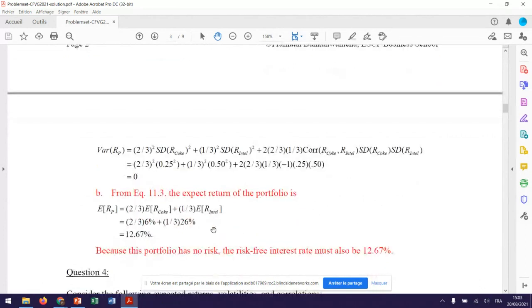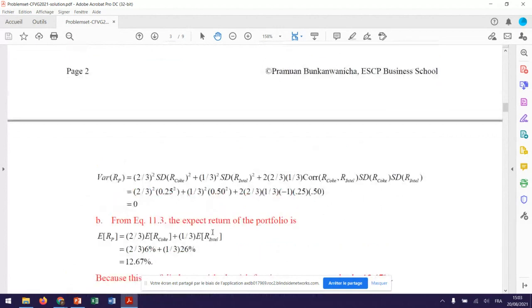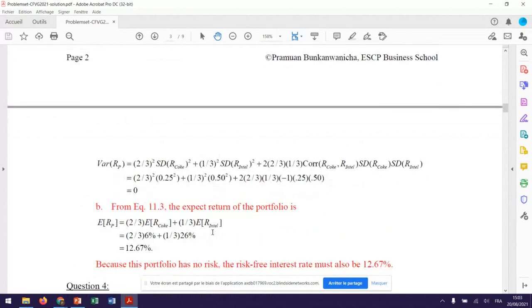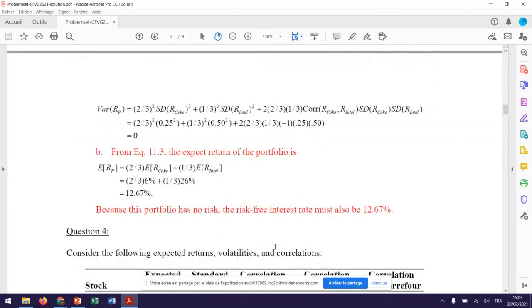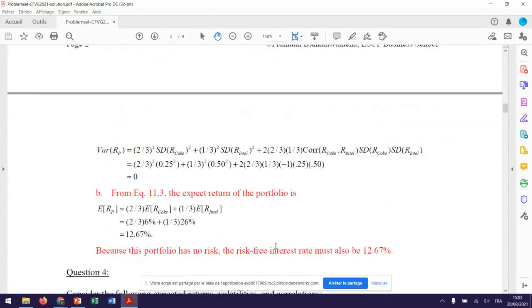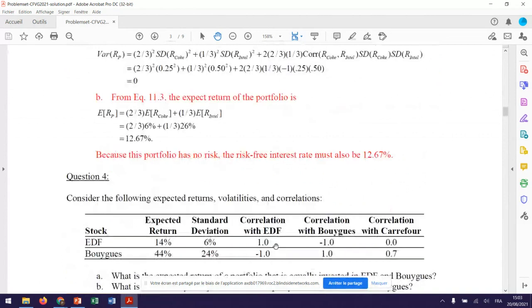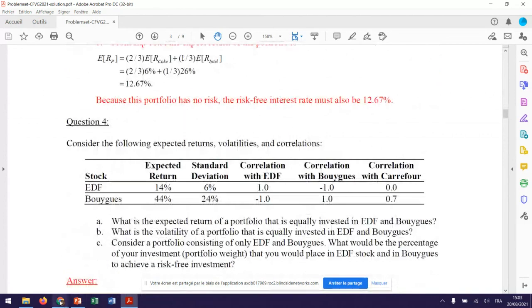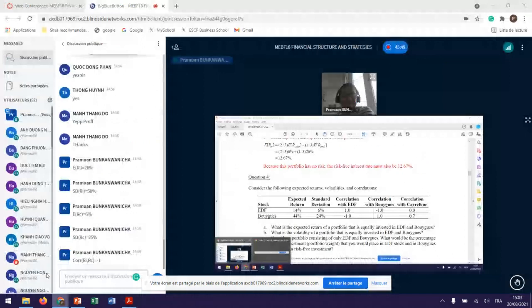And since this portfolio return comes with zero risk, with no risk, we can assume that this portfolio is the risk-free portfolio in the economy, which is 12.67%. Okay. Any question? All right.